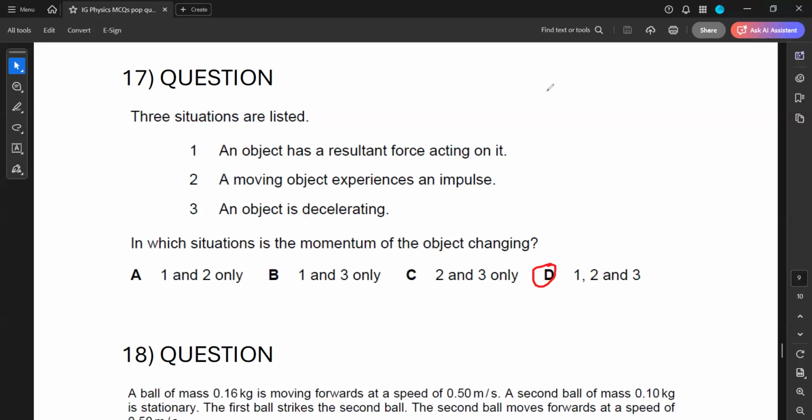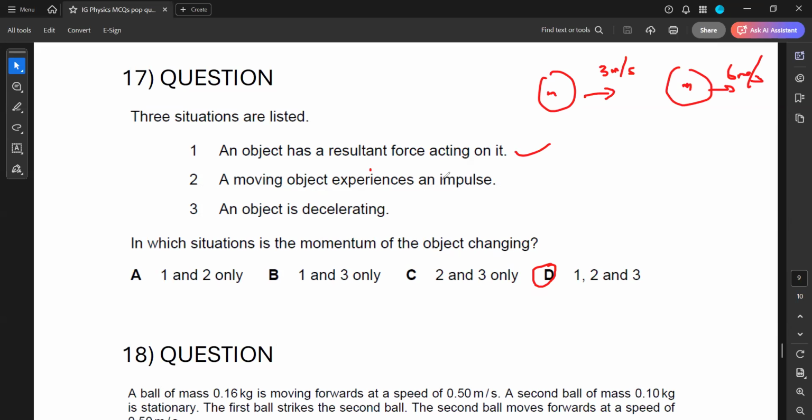Look, we know if there's a resultant force, definitely there will be a change in momentum, because there might be a change in direction or a change in velocity. Like if an object is moving at a speed of 3 meters per second, by the force the speed might change to 6 meters per second. So the momentum will change if there's a resultant force.